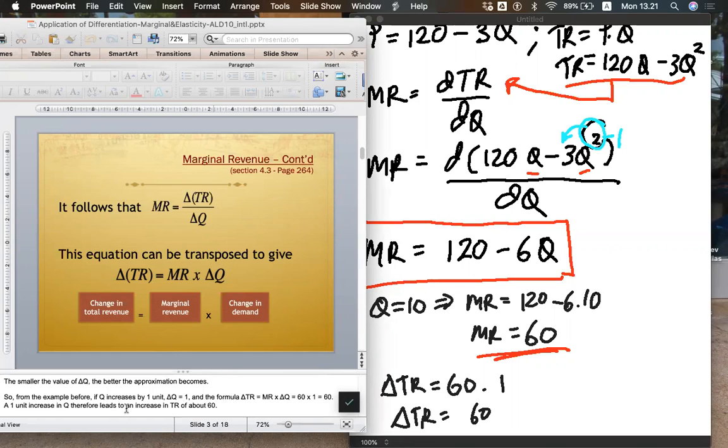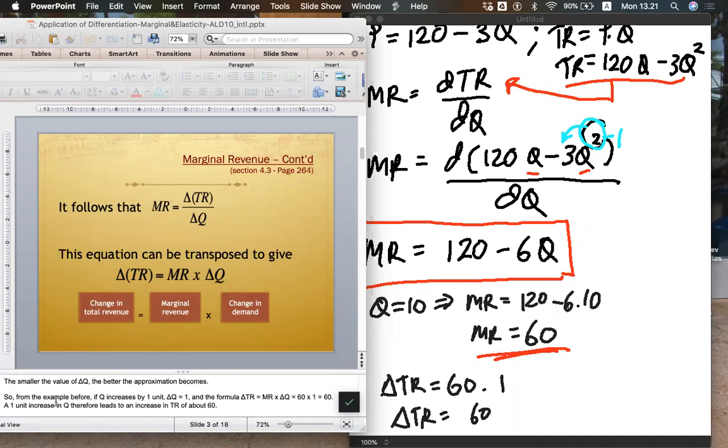Sir, I have a question. Yeah. We got 60 on MR. And then the question is, if Q increases by 1 unit, doesn't it mean that the Q becomes 11? Yeah, I will explain it after this. So, yeah, this is the idea first.